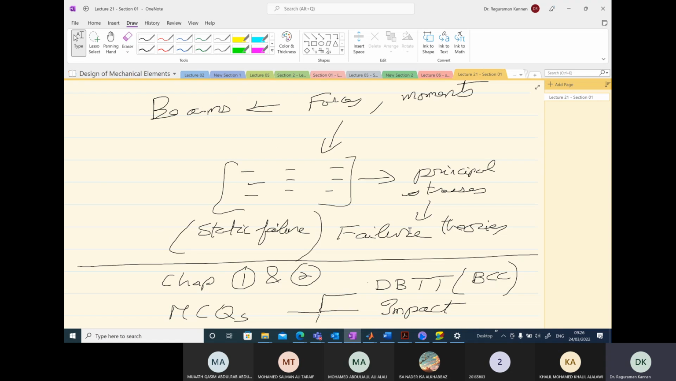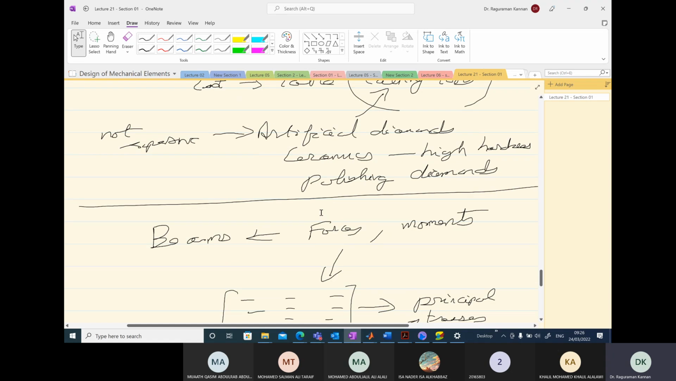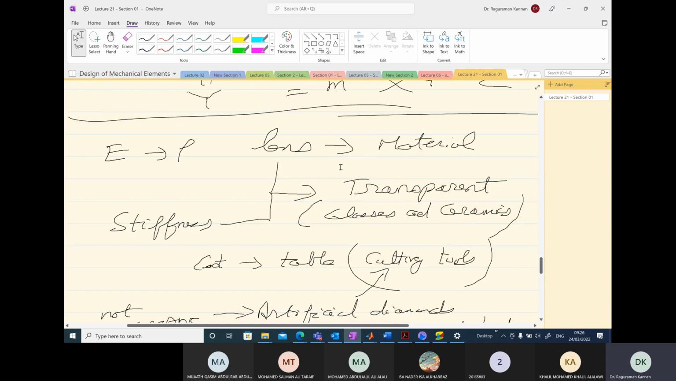So three types of questions: MCQs, maybe 5 to 10 questions, one problem with static failure theory, and one problem on material index. It should not be very heavy, and you should be able to finish in 1.5 hours. Is it clear? Yes, clear, Doctor.